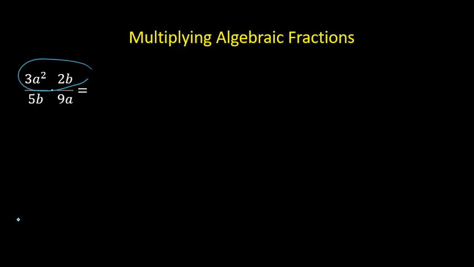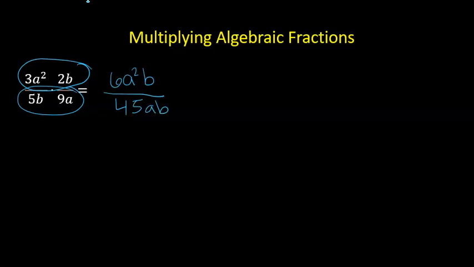So we're going to put these together, and we're going to put these together. Let's just do the top first. What is 3 times 2? It gives me 6. I can't multiply a squared by anything because it's just a squared by itself, so just write it down by itself. What about b? I can't multiply that against anything, it's just b, so let's write that down. What about the bottom part? 5 times 9 is 45, and then we have a and b again.